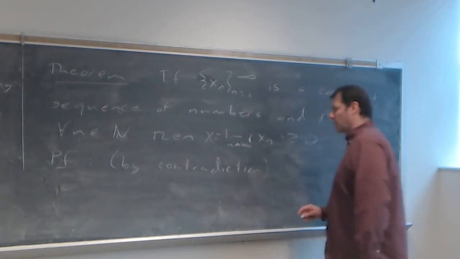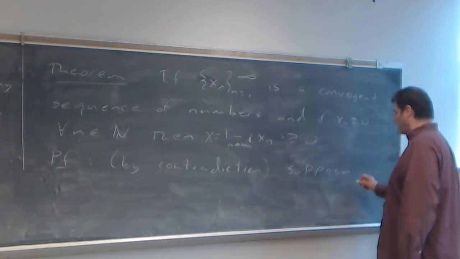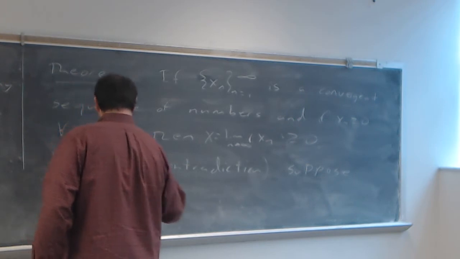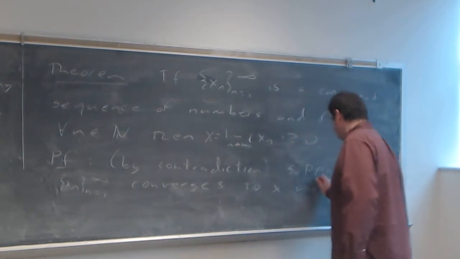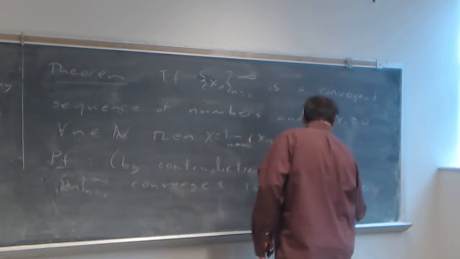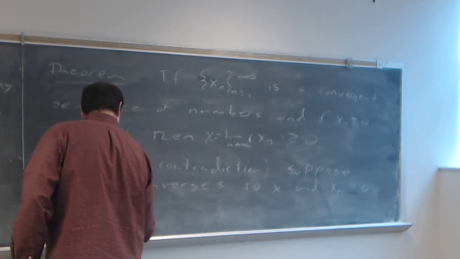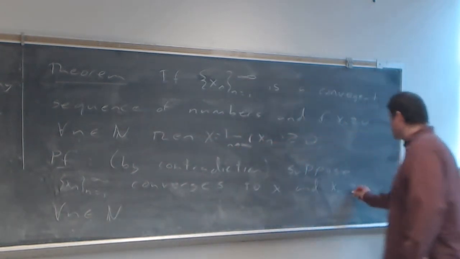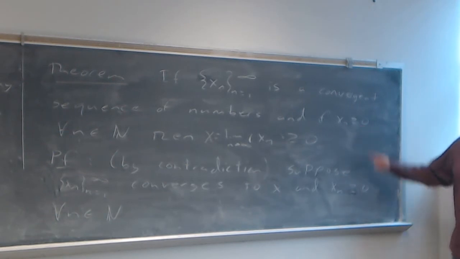So in contradiction, we suppose the if part. So suppose x of n converges, and it converges to x, and the x of n's are all greater than or equal to 0, for all n element natural numbers. Wait, why do we have greater than 0? Shouldn't that be less than 0? Well, here it's greater than or equal to 0 for the x of n's. And that's for the x of n's.